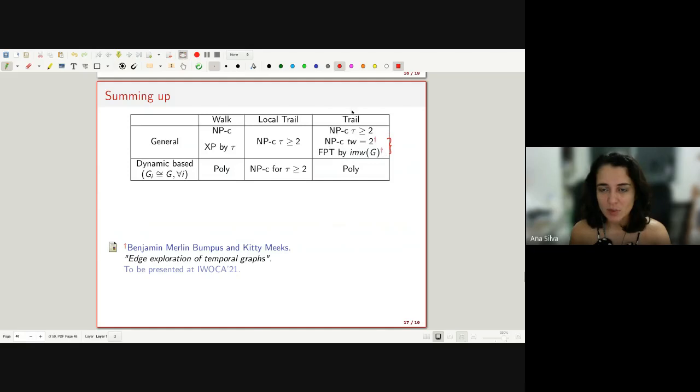They prove that the Eulerian trail problem is NP-complete even when the lifetime is equal to 2, but it can be solved in FPT time parameterized by this new width parameter which they introduced, which is called the interval membership width.